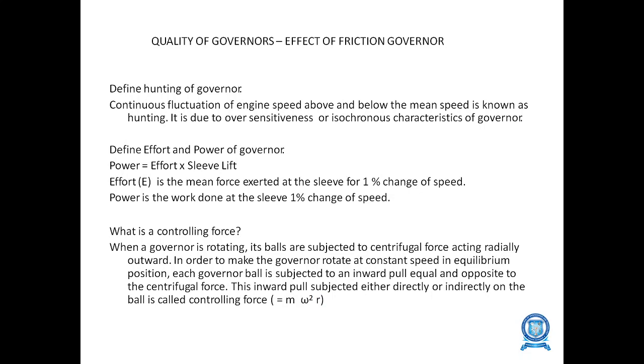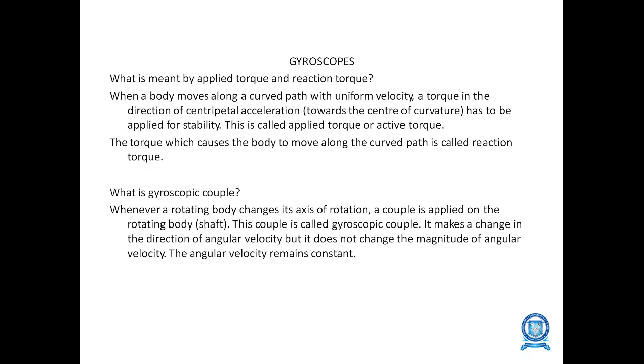Hunting of governors. The continuous fluctuation of engine speed above and below the mean speed is known as hunting. It is due to oversensitiveness or isochronous characteristics of the governor. Next is power, which is a product of effort and sleeve lift. Effort is the mean force exerted on the sleeve for 1% change of speed. Power is the work done at the sleeve for 1% change of speed. Controlling force is the inward force which pulls the ball directly or indirectly, which is also equal to m omega square r.